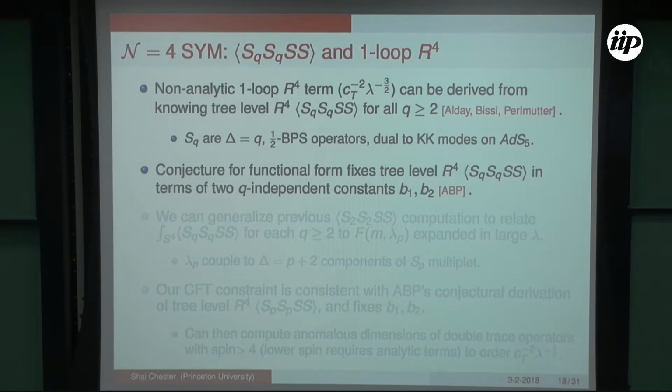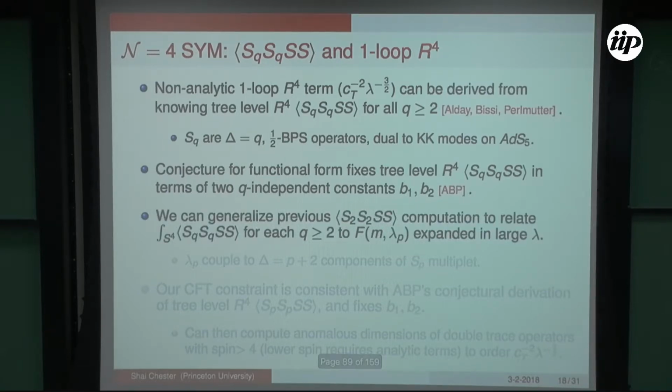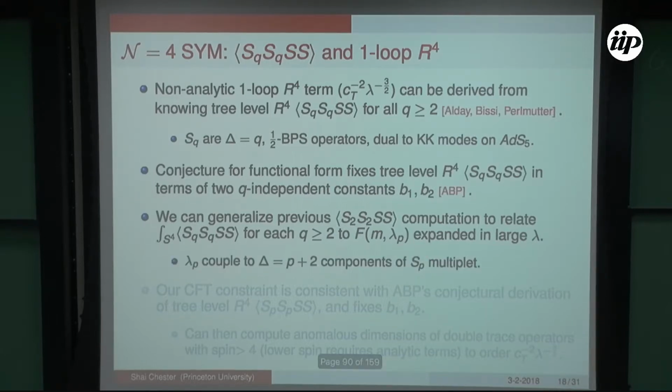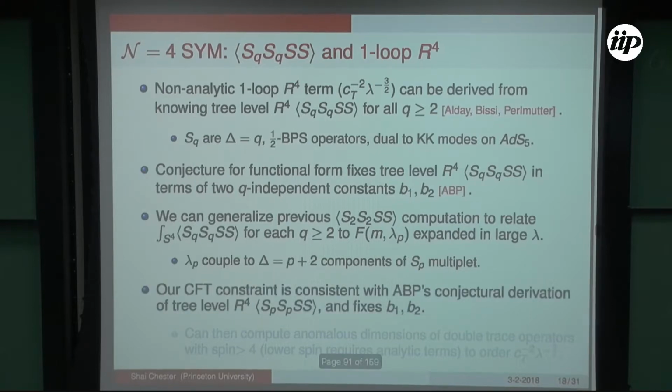And they were able to fix it just in terms of 2 q-independent constants, B1 and B2. And luckily, this paper came out as we were finalizing our paper. And so then we used our results, and we, first of all, gave a lot of evidence for their conjecture, because we found that their conjecture was true for infinite values of q, as long as B1 and B2 are fixed to certain numbers. So this doesn't prove the conjecture, but it makes it seem almost certain that it must be true. So we did this just by generalizing our previous computation to SQ, SQ, which I won't go through the details.